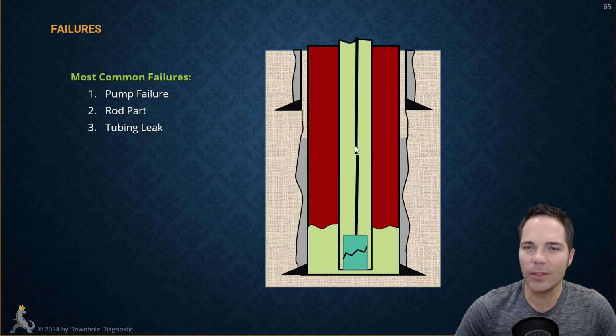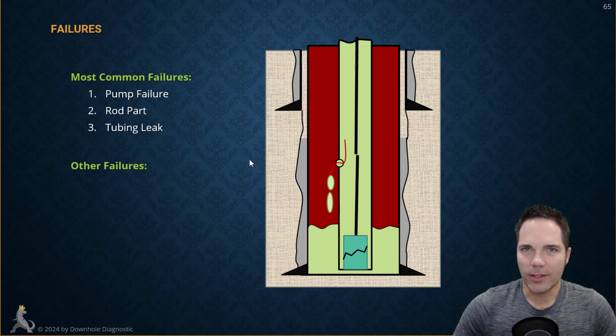And maybe everything is working, our rod string and our downhole plunger, but we have a tubing leak. If you have a tubing leak that forms, all the fluid in your tubing is going to drain out of that. So your pump still might be working, but after the tubing drains, it would only lift fluid up to that leak, and then it's going to circulate around and down. These are the most common types of failures.